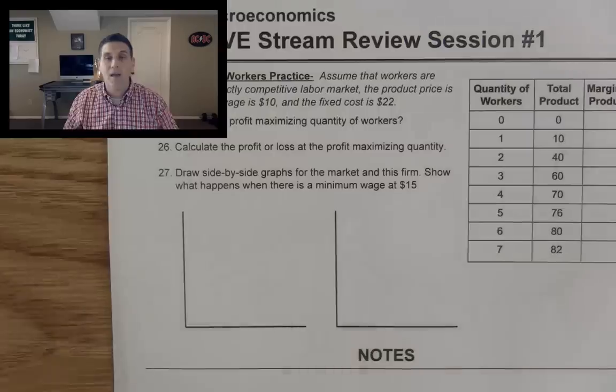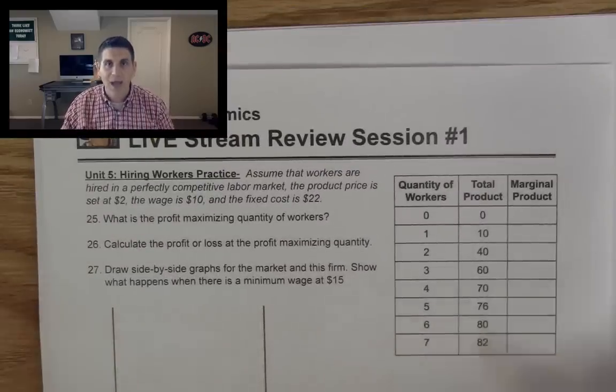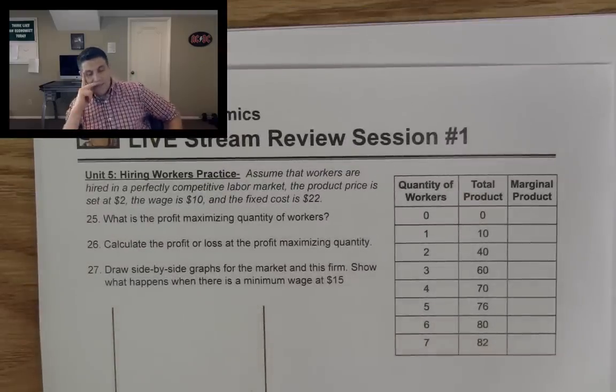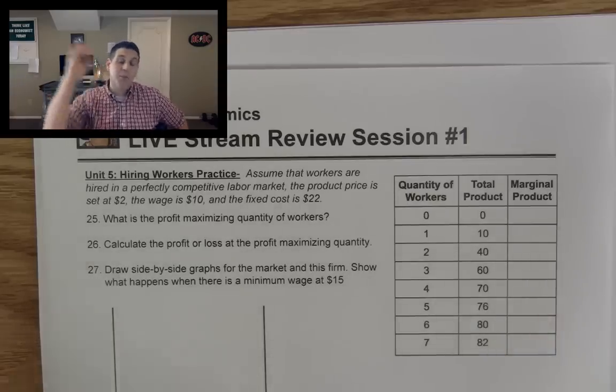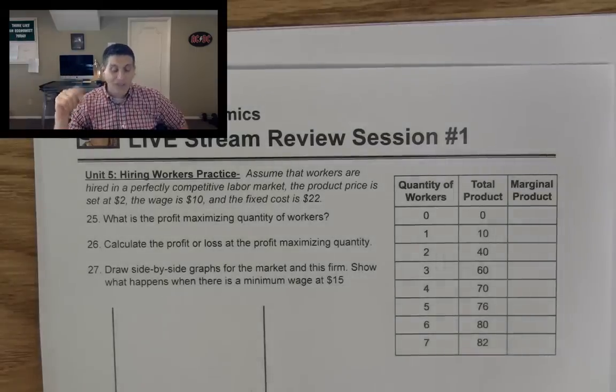So right now what I want you to do is figure it out and try it on your own. It says, assume that workers are hired in a perfectly competitive labor market. The product price is $2. Now when it says product price, it's talking about the price of the product they're producing. And then it says the wage is $10 and the fixed cost is $22.